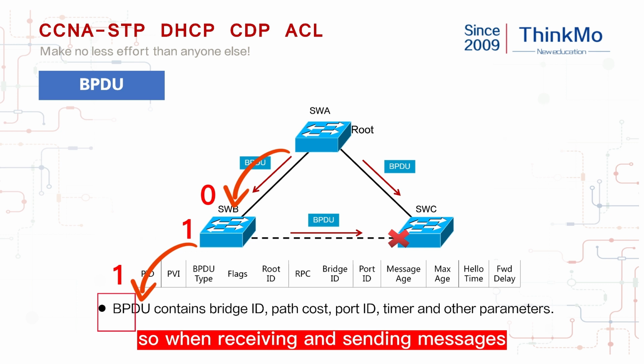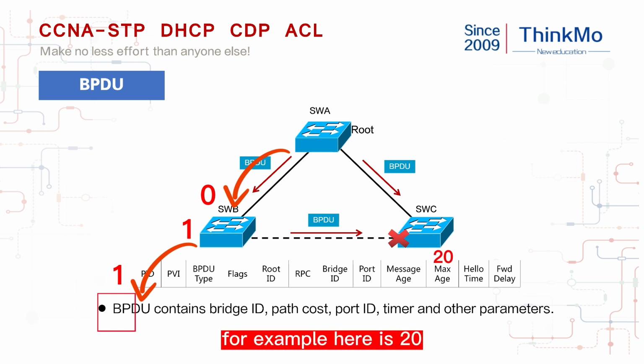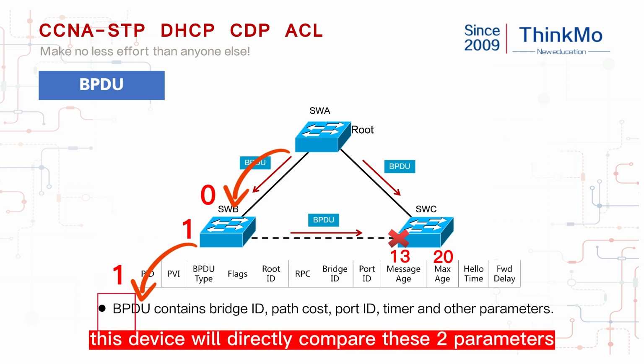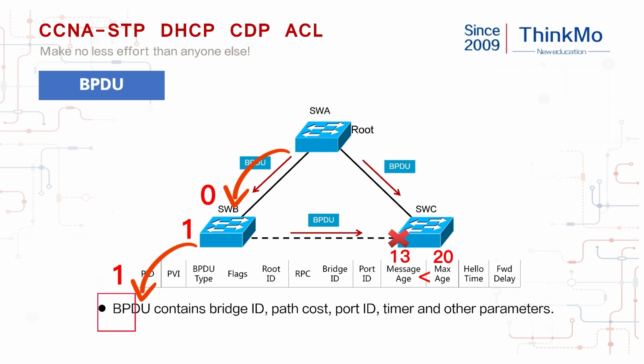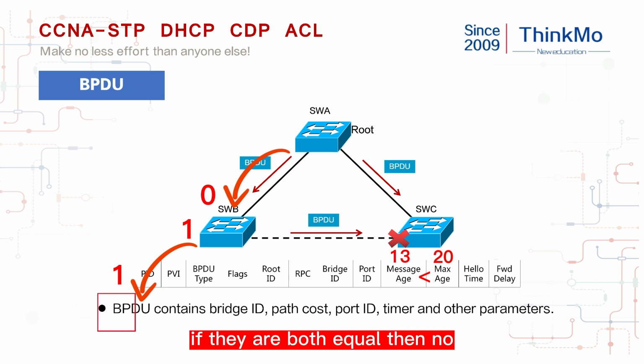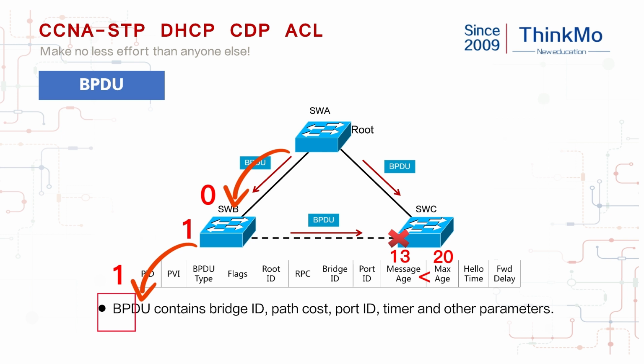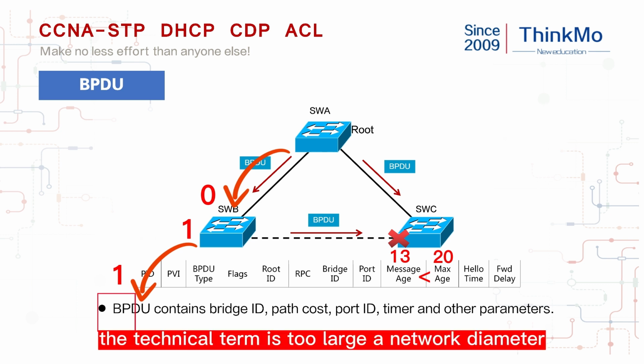So when receiving and sending messages, for example here max age is 20 and the received message age is 13, this device will directly compare these two parameters. As long as it is less than the latter parameter, we'll continue to send it down. If they are equal, then no. We call it the aging of BPDU packets. The technical term is too large a network diameter. There are too many devices in the middle, which causes the root bridge connection to fail. It's now unreliable from the root bridge, and it may think it is disconnected from the root.